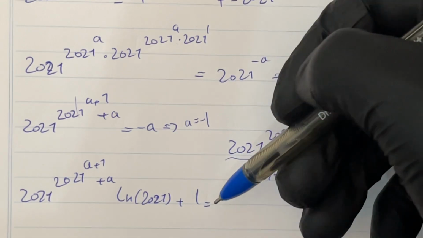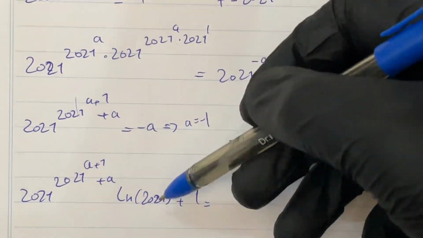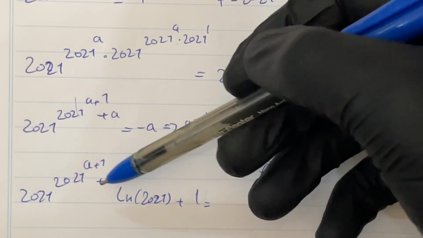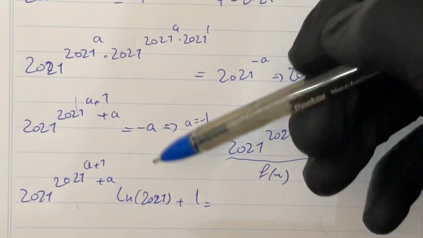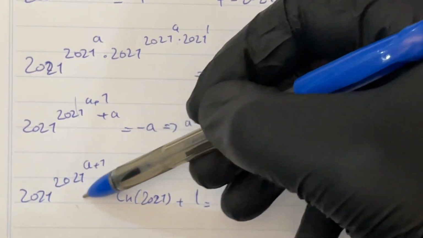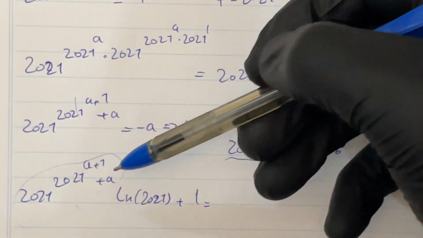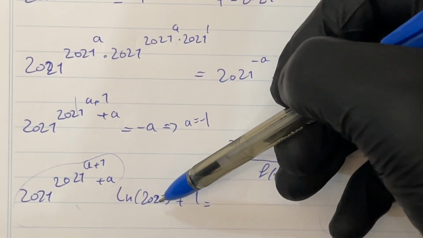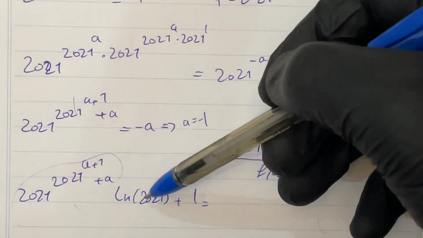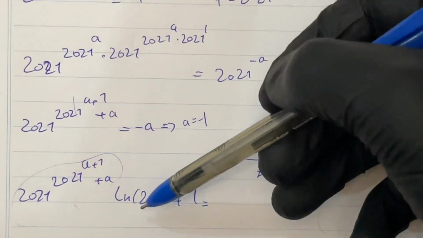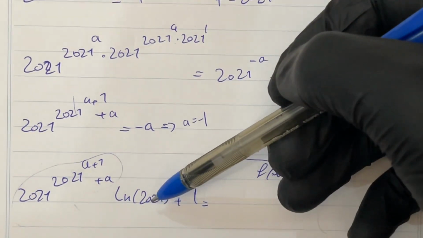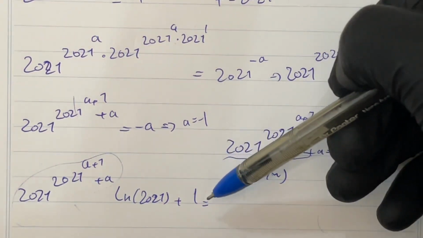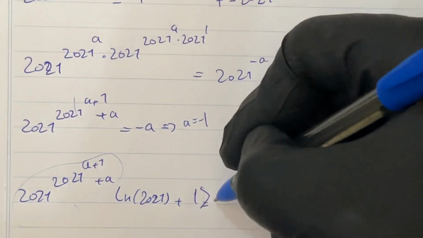Now here we just have to specify whether this is increasing or decreasing, and we know that by knowing the sign of this whole thing. Whether a is negative, positive, fraction, or anything, this exponential is always positive. And ln of 2021 is positive, and we have 1, which is positive again, so this is strictly greater than 0.